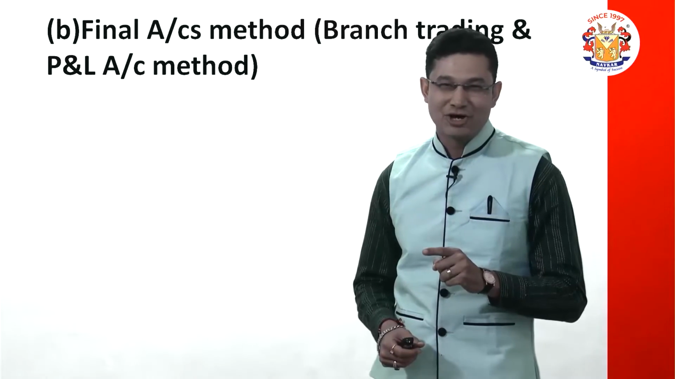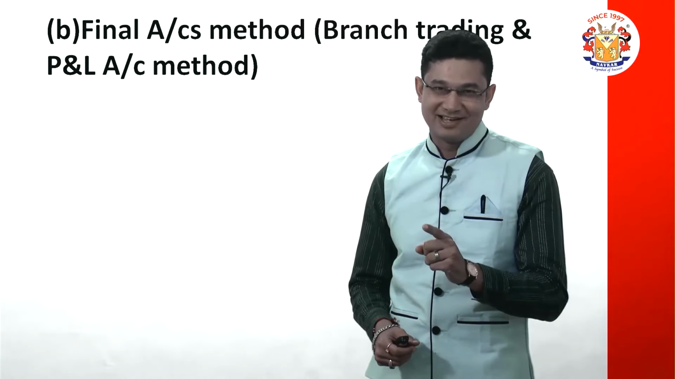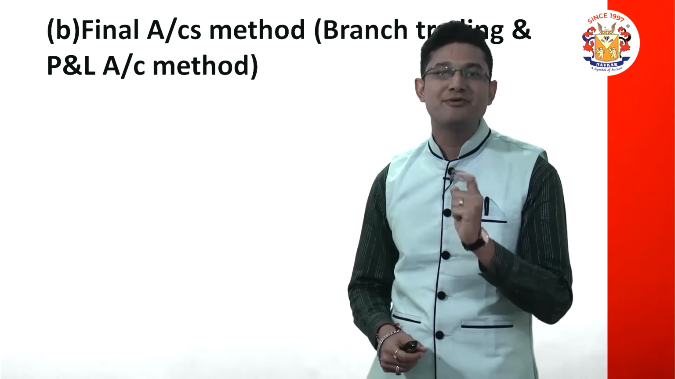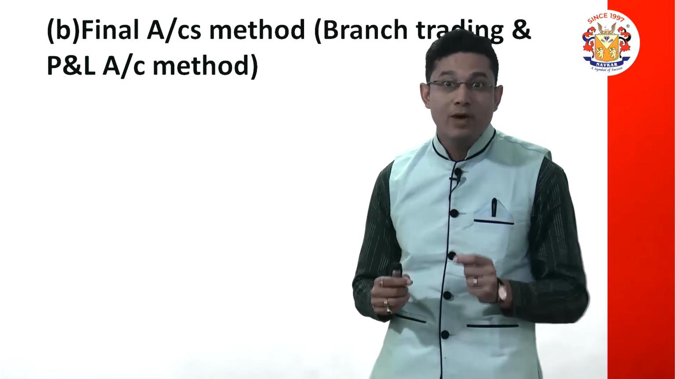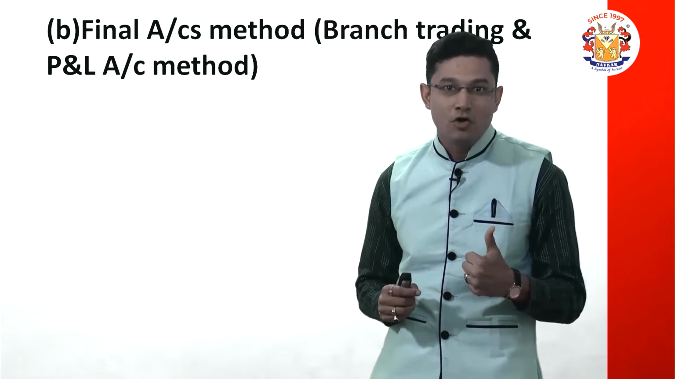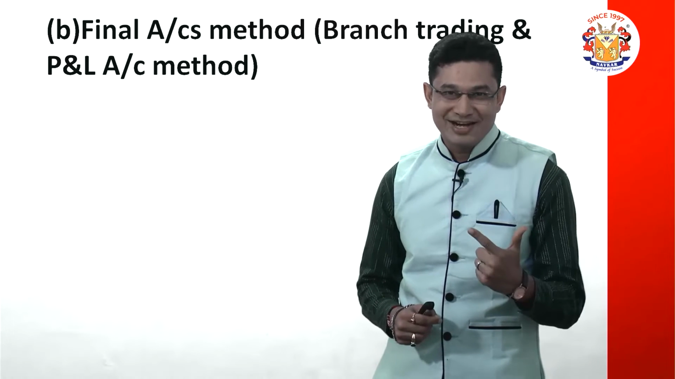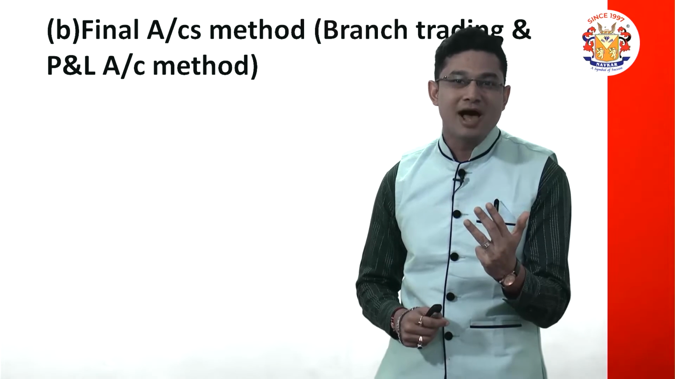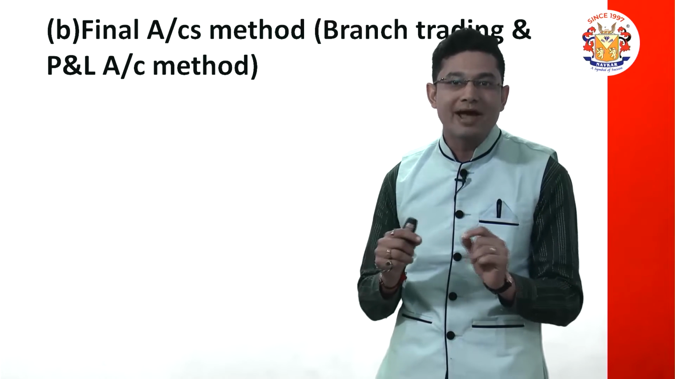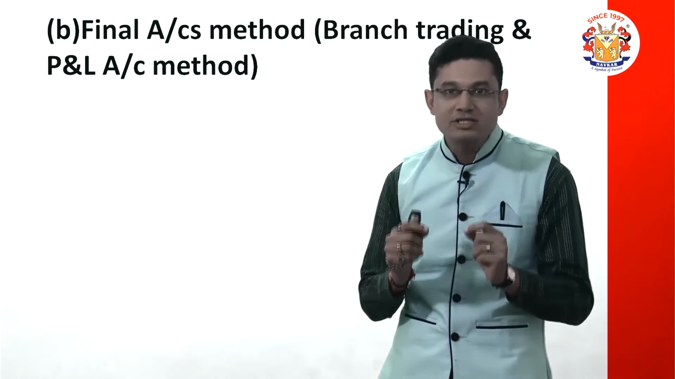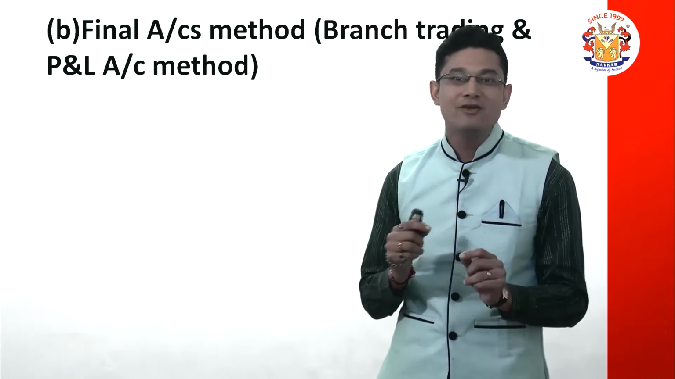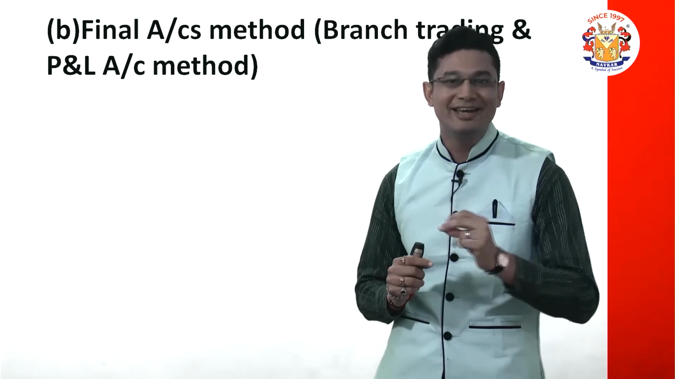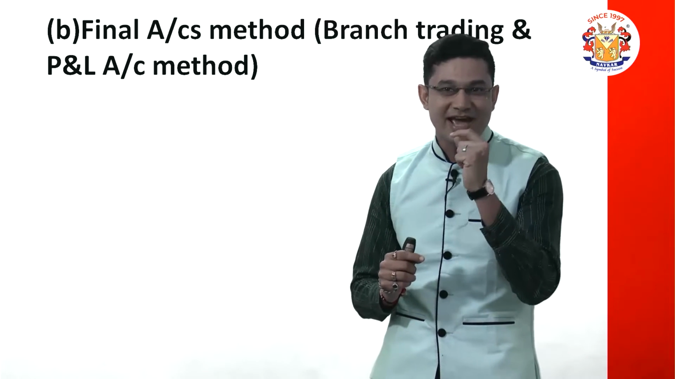Now I am going to talk about final accounts method, means branch trading account and branch profit and loss account. Mind well, in this method, opening branch stock, goods sent to branch, goods returned by branch, and closing branch stock all will be recorded at cost price only. So there will be no issue regarding loading. Mind well. Let us check.